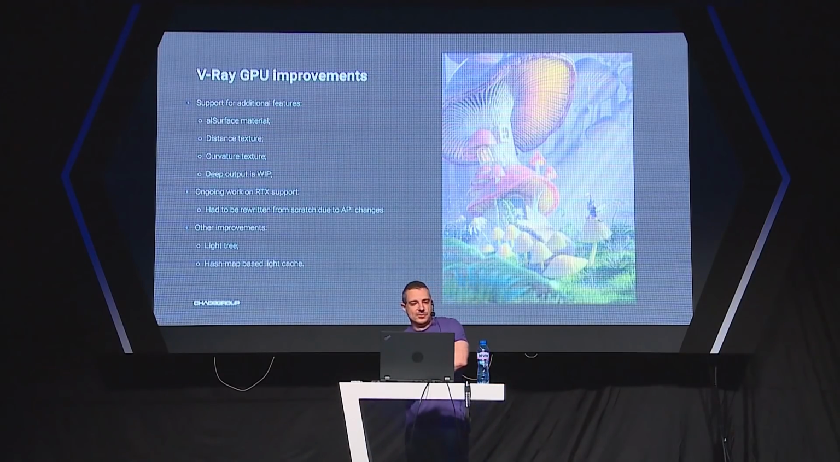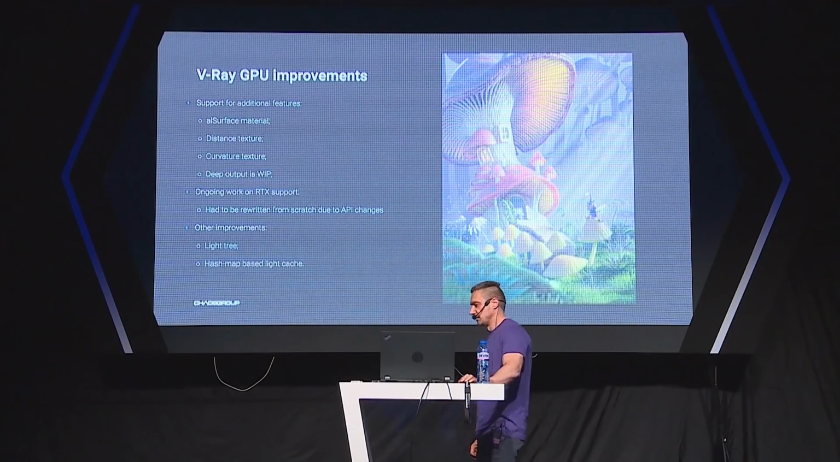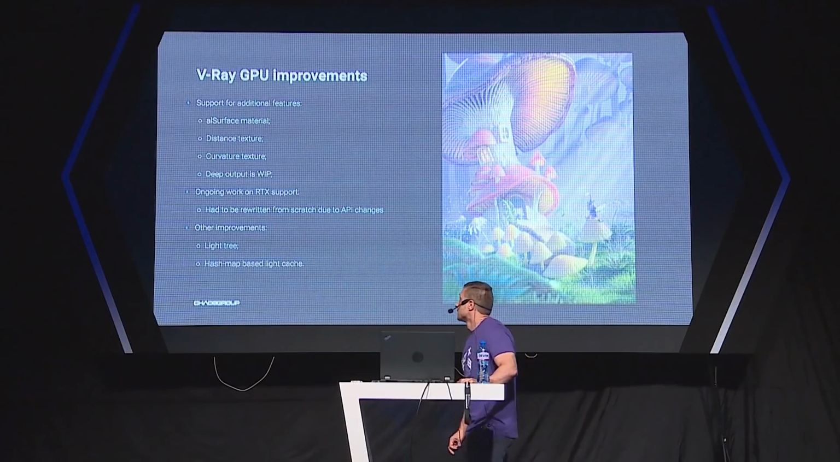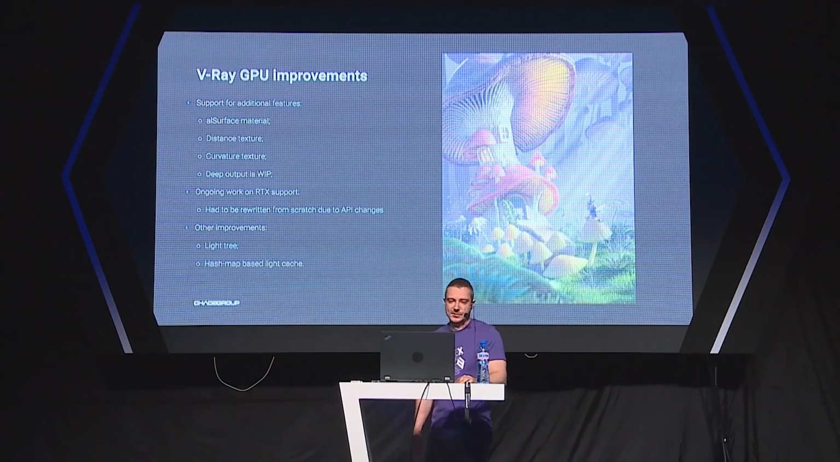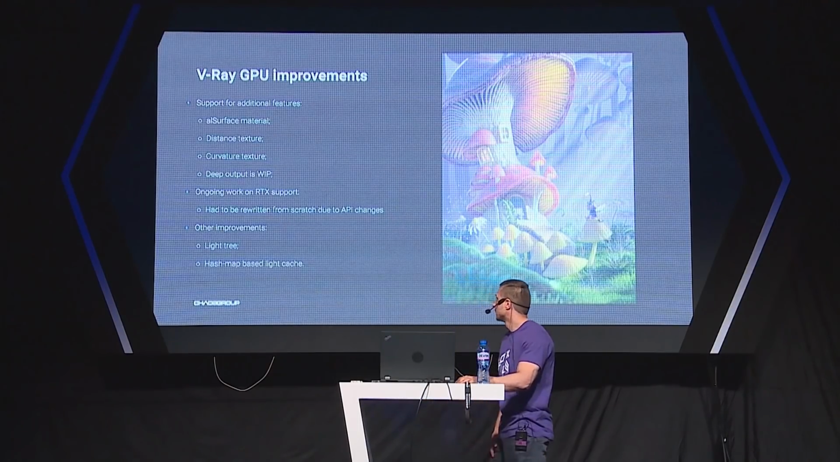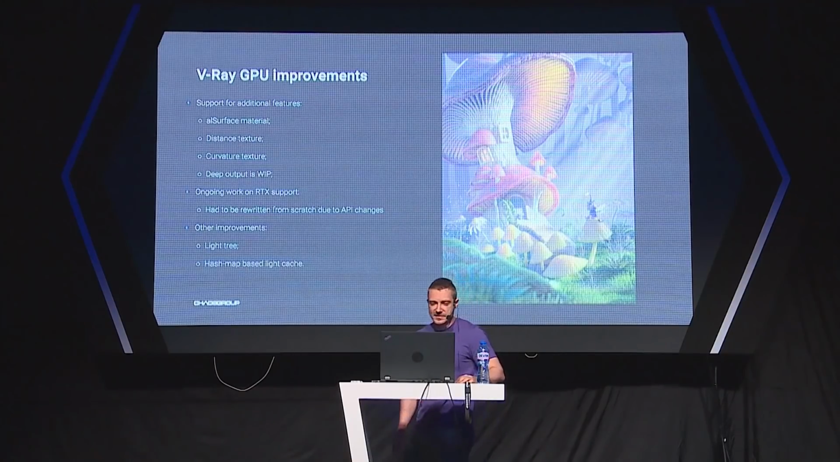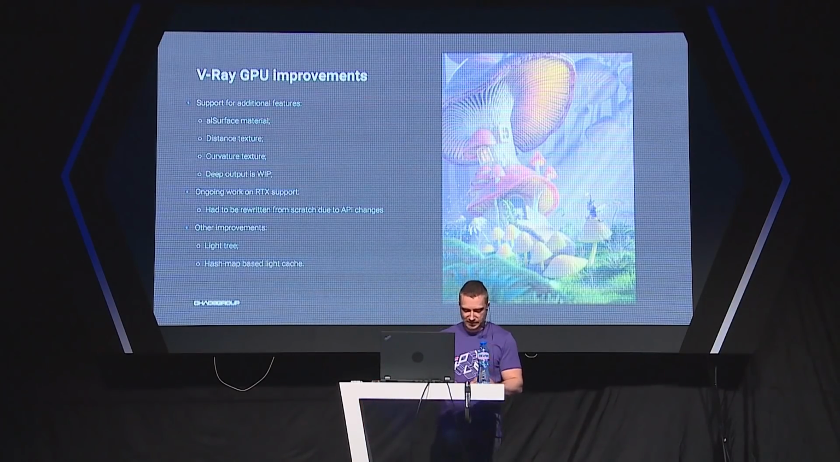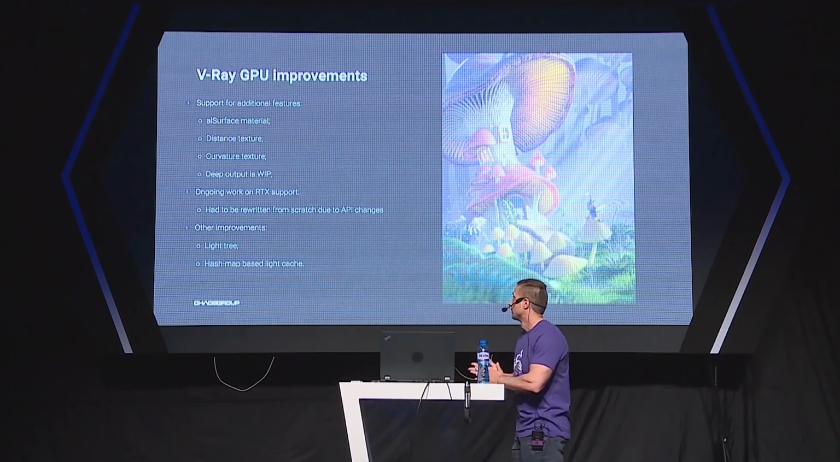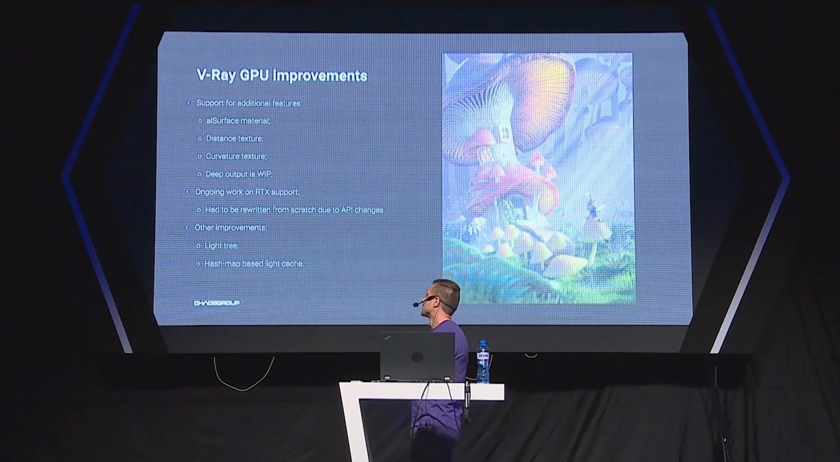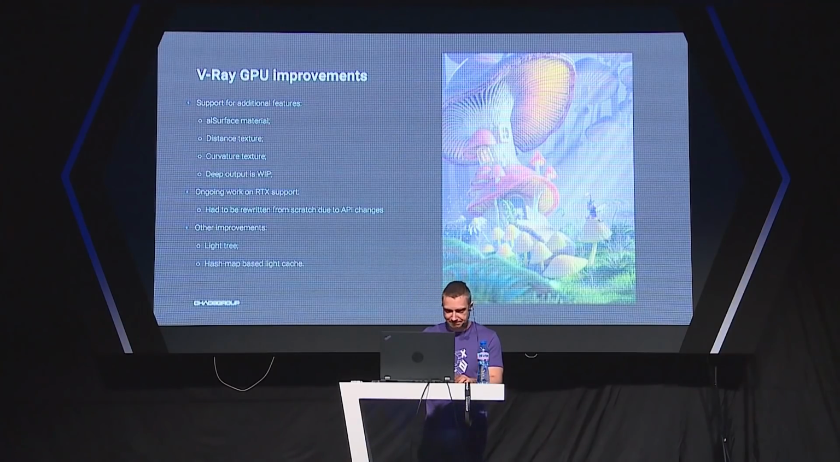And speaking about V-Ray GPU, we did several things that people really wanted. The L surface material and the distance texture were two of the most highly requested features for V-Ray GPU, so now they are there and they work. We also implemented the curvature texture, and after we did support for crypto mats, we used the same approach to implement deep output as well. For the deep output, I'm not entirely sure that it will be ready in time for update 2. It's working in our internal builds, but we have to figure out if it's stable enough to go out in the release, or maybe it will come up in the next update.